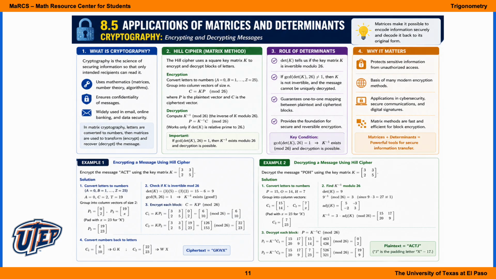Now for C2, we multiply K times P2, and we get the column matrix 126 and 153. 126 divided by 26 will give us a remainder of 22, and 153 divided by 26 gives us a remainder of 23. Now we can convert those numbers back to letters. 6 and 10 will be G and K, and 22 and 23 will be W and X. So now our ciphertext is GKWX.